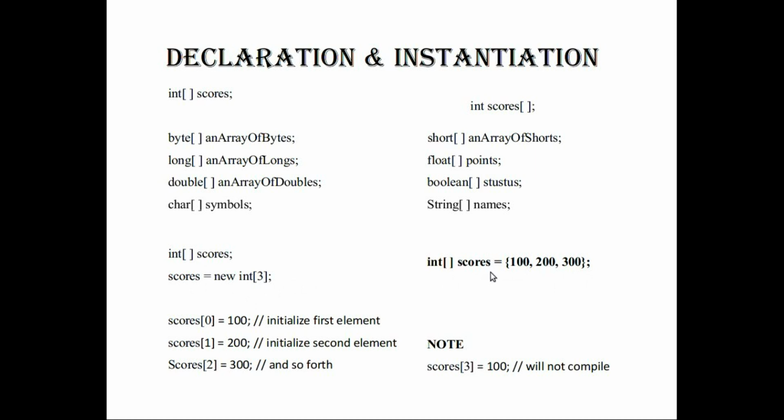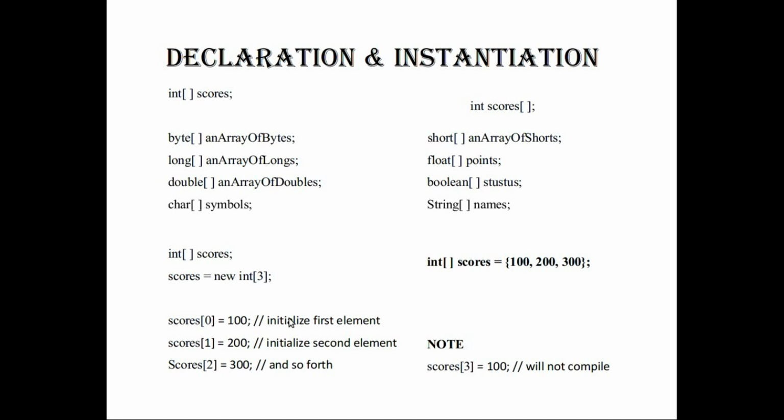When you do this, you see here I'm declaring and initializing at the same time. If I want to use this syntax here by passing the values directly in the curly braces, I cannot go ahead and do that on a different line. I must do it on the same line as the declaration. But on the other hand, if I want to use the new keyword to instantiate the array, then I can declare it on a different line.